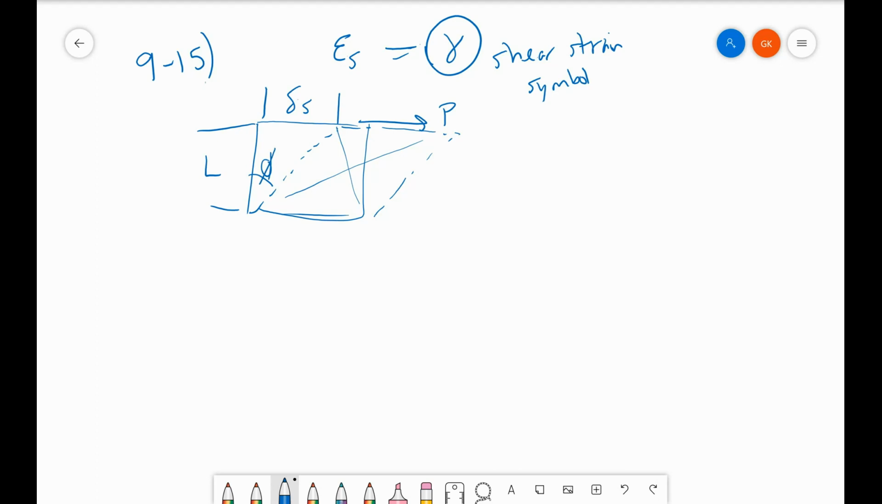Now what it tells us in this problem is that we're assuming that the displacement is 0.0024 inches. And the height of the block is 1.4 inches to begin with. And it says, what is the shear strain? So given that delta S is equal to 0.0024 inches, and that the height is equal to 1.4 inches. What is the shear strain?